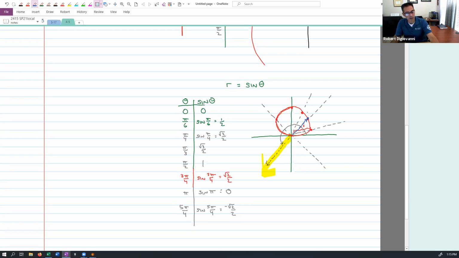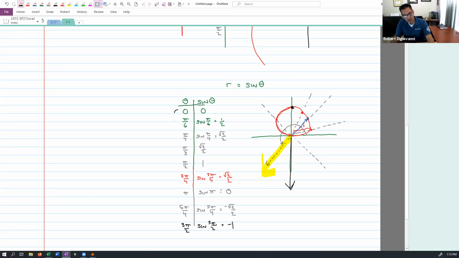And if we keep doing this and we aim this way, let's say we aimed it straight down. That's 3 pi over 2. And sine of 3 pi over 2 is -1. So it's like we're facing that way, but we walk backwards 1, and it's going to put us back up here at this point.